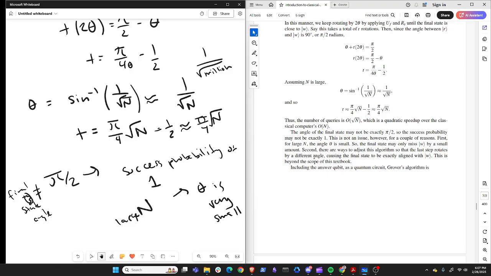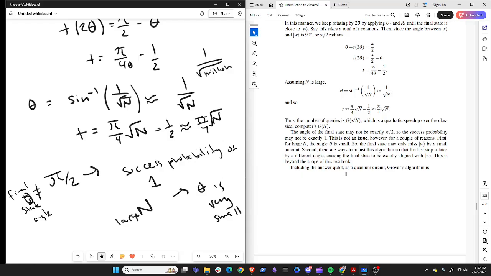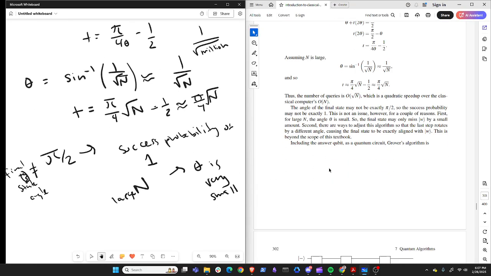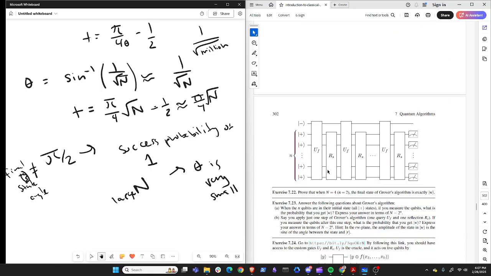And it is also possible to adjust the last step, so the last step rotates by a different angle, causing the final state to be aligned exactly with our state w. Obviously it says that's beyond the scope of this textbook. So here's our circuit.